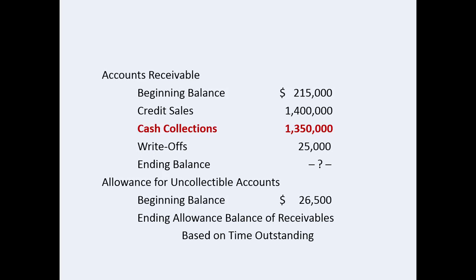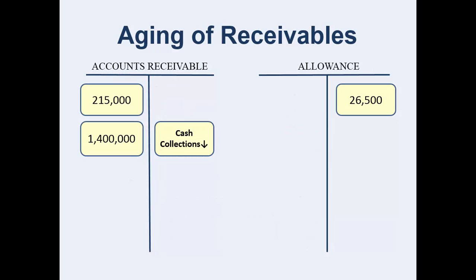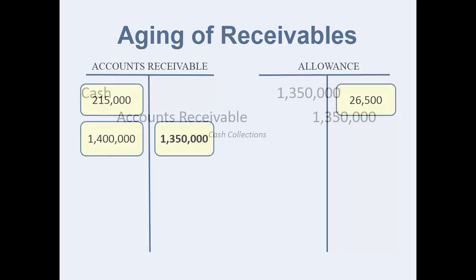Cash collections. What does that do to accounts receivable? Well, it's going to decrease it. When your customers pay you, they're paying down that receivable account. So we're going to plug that number. And of course, this is what the journal entry would look like.